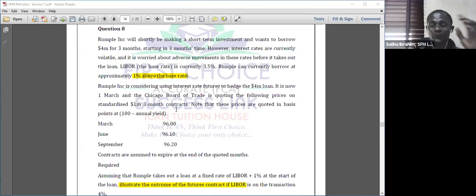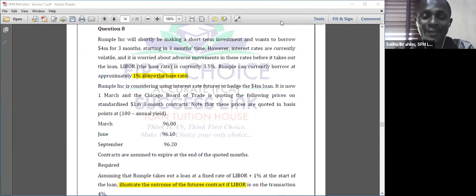Profit or loss on the futures. You will be computing the profit or loss on the futures by comparing the opening futures price with the closing futures price. Opening futures price, you compare with the closing futures price, to be able to know whether you have made a profit or loss on that future.